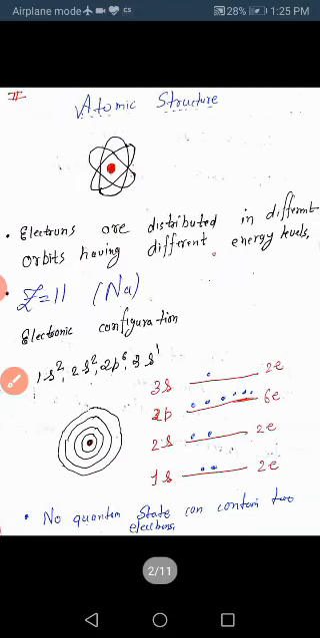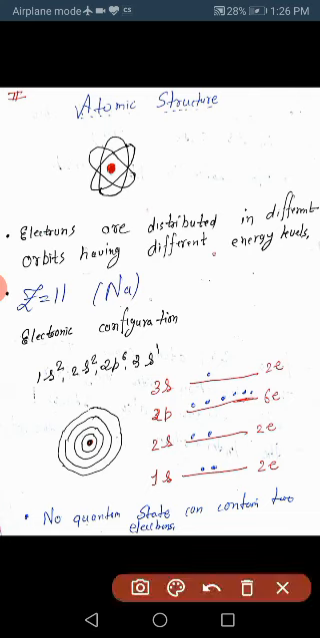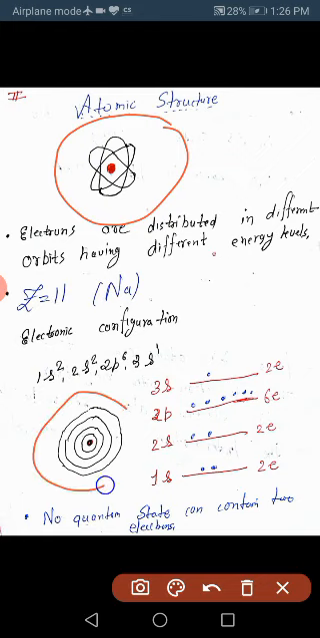In order to understand the band theory, first we need to revisit some of the concepts from the atomic structure. So let's start with the atomic structure. As we know from the basic atomic structure, there is a nucleus and there are electrons revolving around the nucleus in various orbits. This is a 3D diagram, and this is the 2D representation of the above diagram.